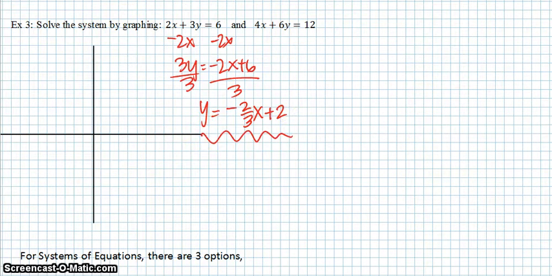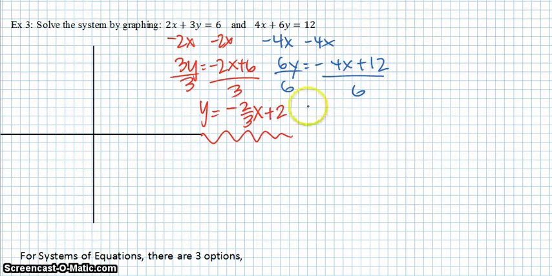And then my second one is going to be subtract 4x. So 6y equals negative 4x plus 12. Divided by 6, so y equals negative 2/3 x plus 2. So I'm going to graph the red one first, which is plus 2. And then I can do a rise of negative 2, run of 3. I'm going to graph that.